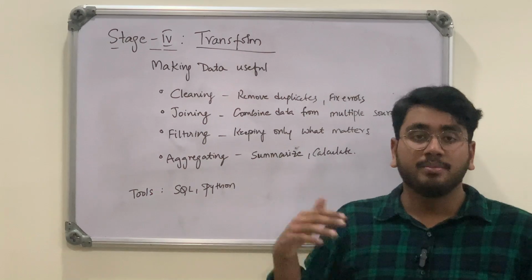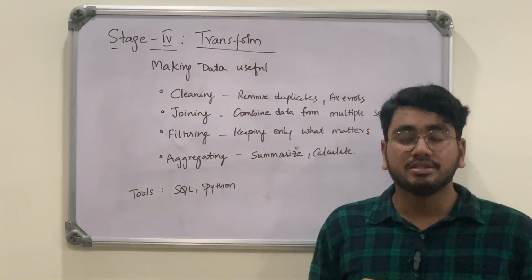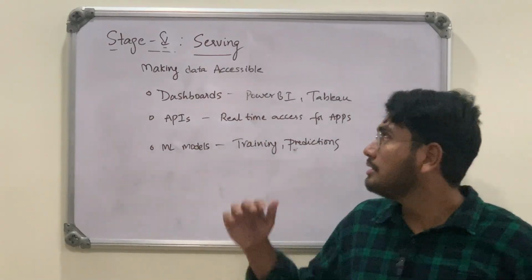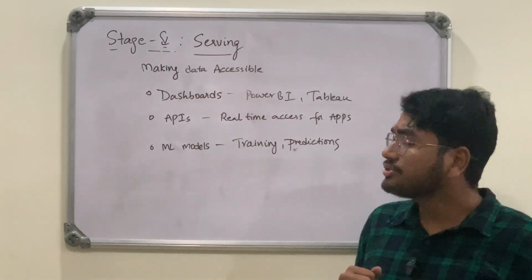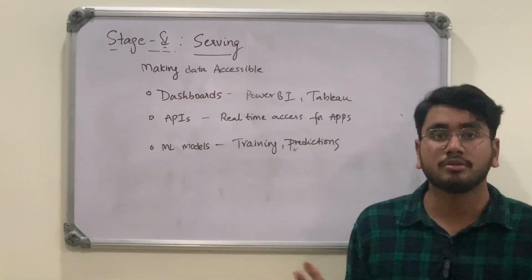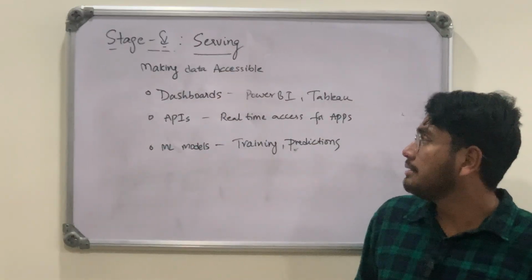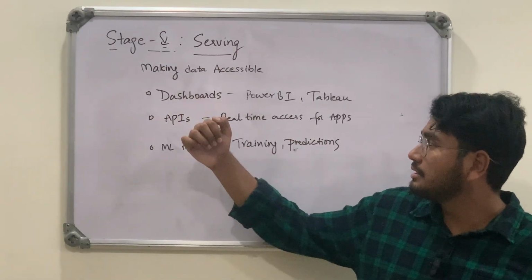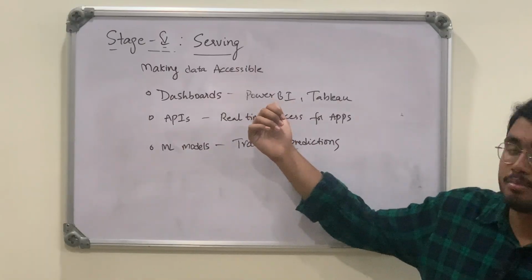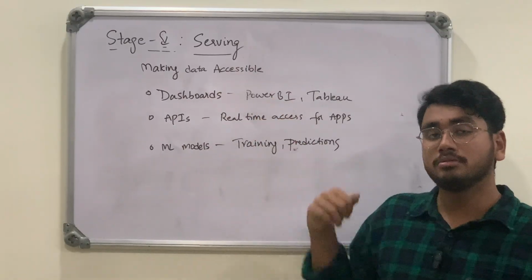Now we are going to be moving into the final stage, serving. Now we're finally at the final stage of the life cycle, serving. So this is the stage where we make the data accessible to the end user or to the client. For example, dashboards, APIs, machine learning models. So in dashboards, the common tools used are Power BI and Tableau.